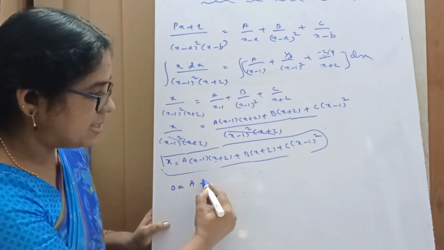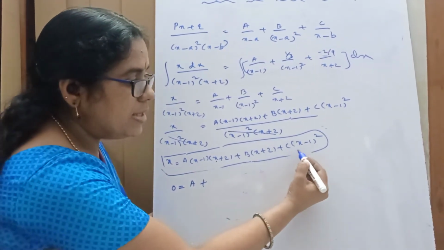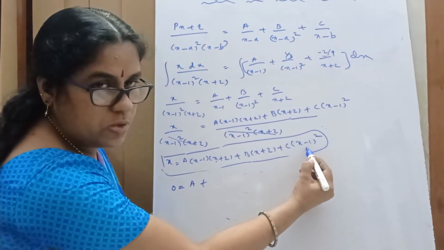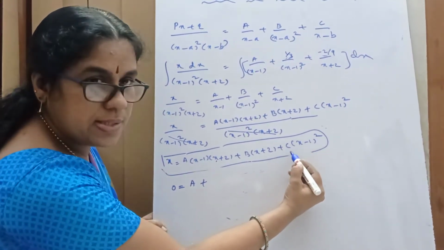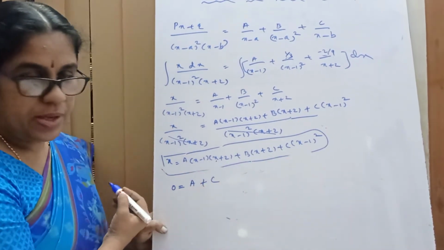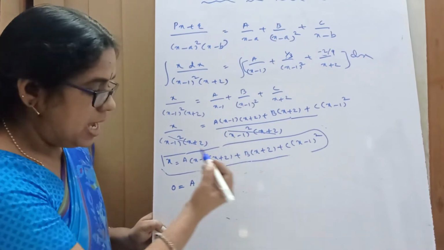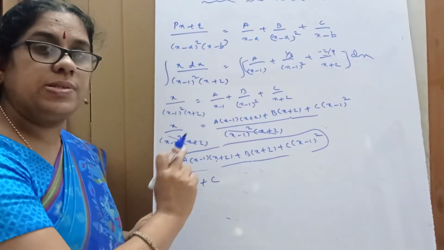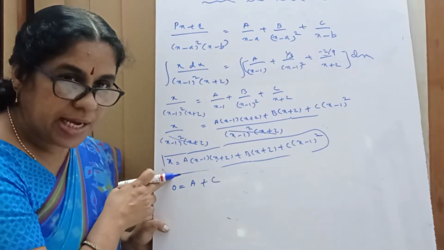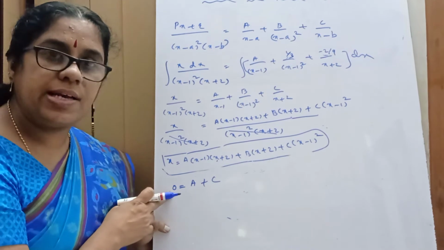Plus, in the second term there is no term containing x square. In the third term, if you expand this, you will get x square minus 2x plus 1. So the coefficient of x square is c. So a plus c. Did you understand this? I am comparing the coefficient of x square on both sides. In the left side, there is no term containing x square, so I take the coefficient as 0.